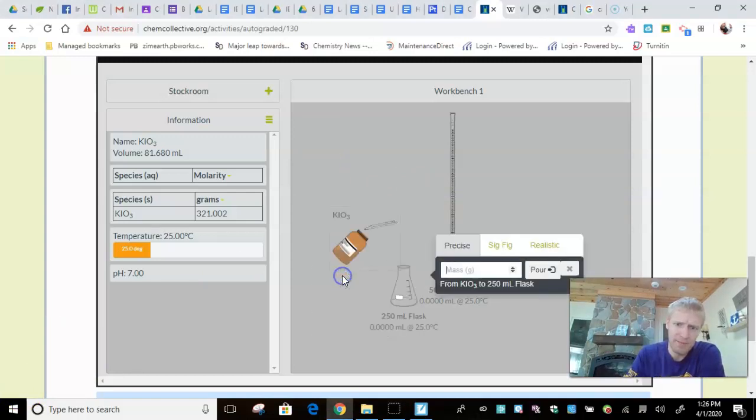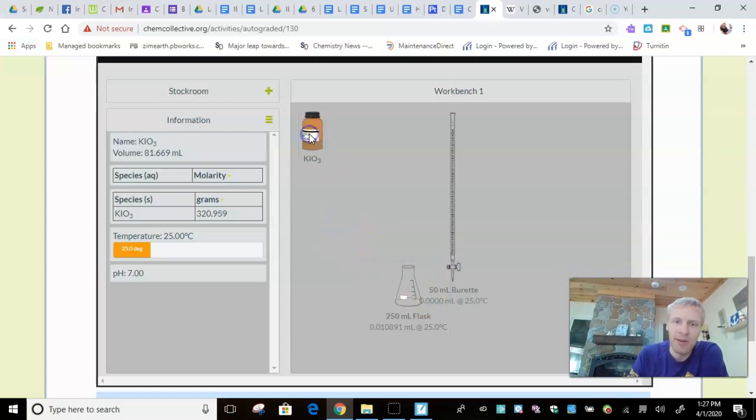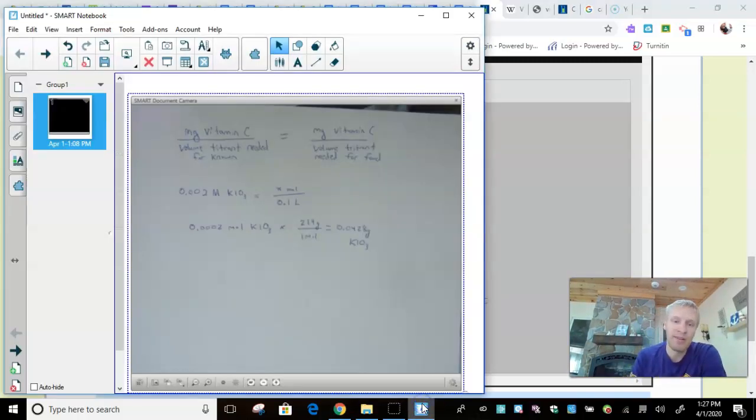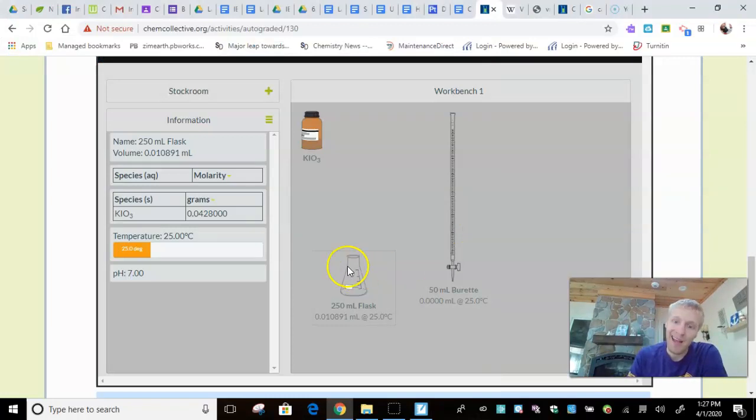I'm going to take my KIO3, and I said that it was 0.0428, and I'm going to press pour. And as you can see, it equated it to the volume, not the mass, which can be confusing, but we'll go with it. Click the X, put that in the corner because I don't need that. And now I got to remember this has my KIO3 in it. And remember how we said that we wanted 0.1 liters, also known as 100 milliliters. So I'm not going to add 100 milliliters of water to this. I'm going to add enough water to it until I have 100 milliliters. Otherwise, I would have a diluted concentration.